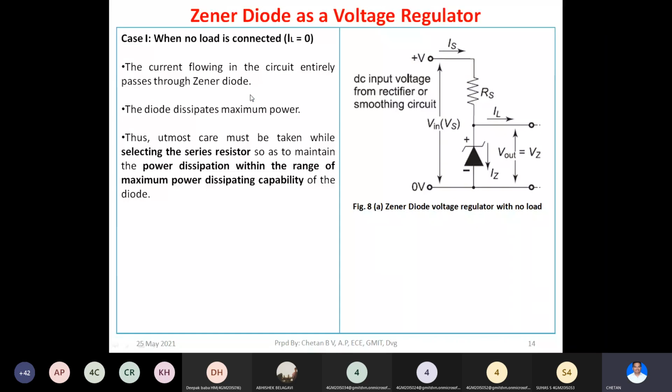Next, we shall analyze the operation of this voltage regulator under two cases. The first case is when no load is connected. No load is connected means just remove the load resistance here. There is no load resistance at the output, right? So here what will happen is the current IS which flows from the input source will flow through IZ. So this diode will have the maximum power dissipation.